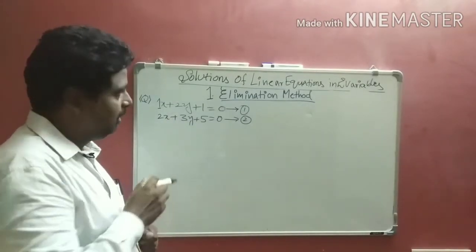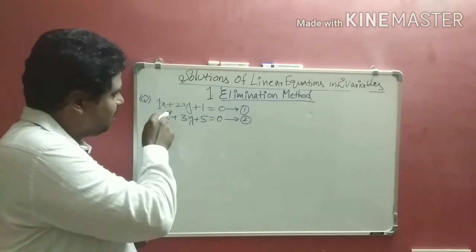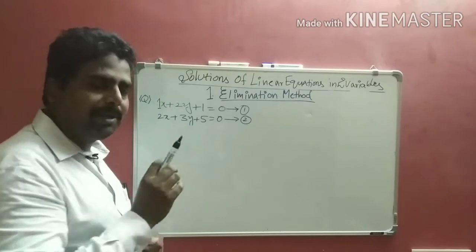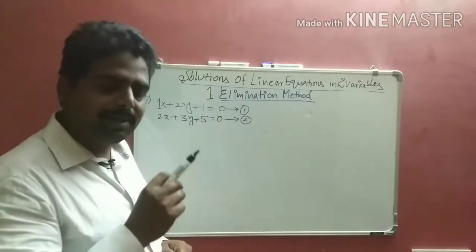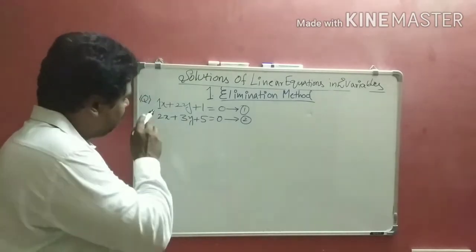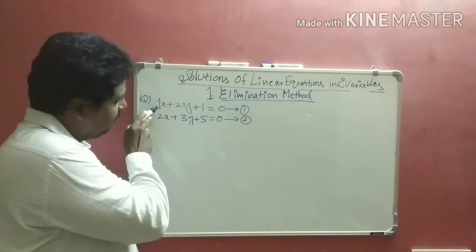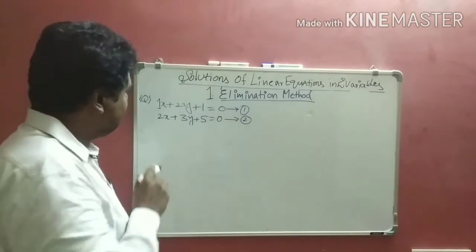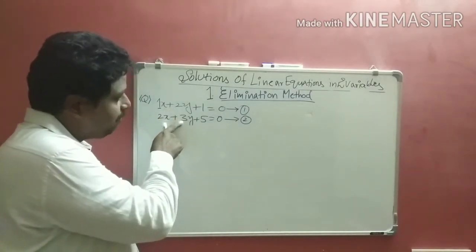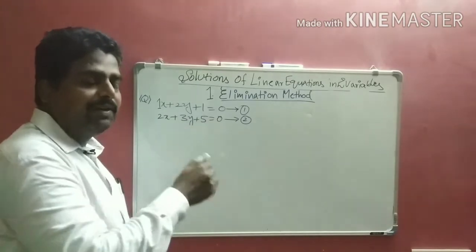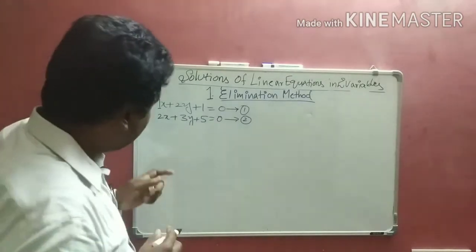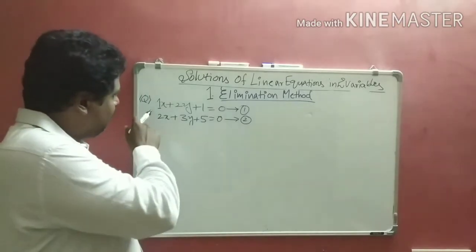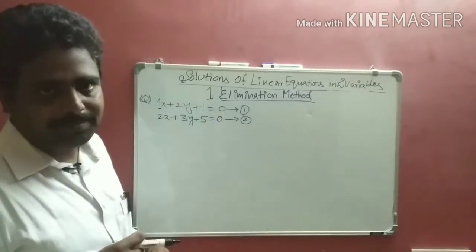For example, if any coefficients of x or y are equal in both equations, then the problem will become so easy and very short. What I told, if here the coefficient of x is 1, if here also the coefficient of x is 1, we can reduce some steps. If here the coefficient of y is 2, if here also we have the coefficient of y as 2, we can easily get the solution. So now the coefficients are different. What do we have to do? We have to make the coefficients equal first.